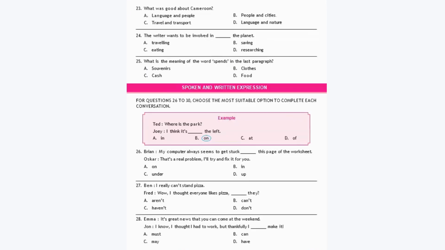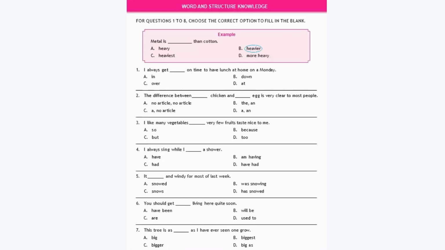Okay, so let's go back to our first section. Word and Structure Knowledge is your first section. For questions 1 to 8, choose the correct option to fill in the blank. For example, if it is given like "metal is dash than cotton", here you're supposed to use the correct adjective. And as you have the word than, it means you have to use the second form of the adjective. If it is the word heavy, then you have to use the second form of the adjective, that is heavier, because of the word than. So "metal is heavier than cotton" is your correct answer.